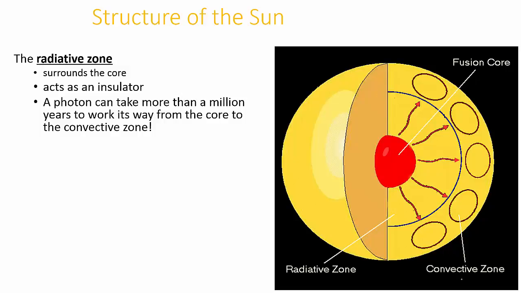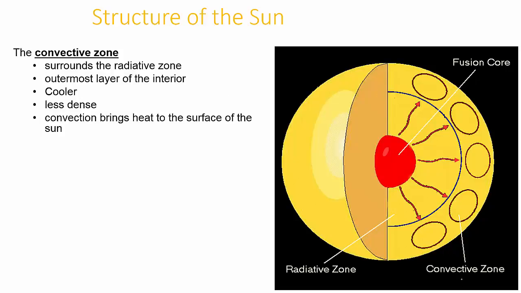Then you have the convective zone. This is just outside the radiative zone. It's cooler than the other zones. It's a lot less dense, and it basically is convection that brings heat to the surface. Right? Heat rises, cold sinks. Convection.